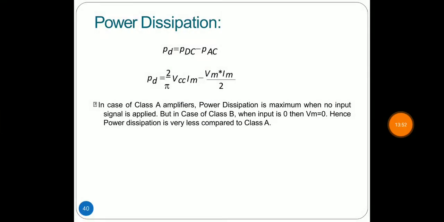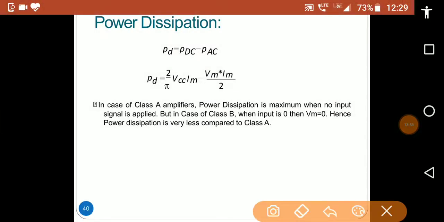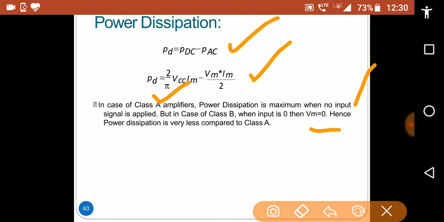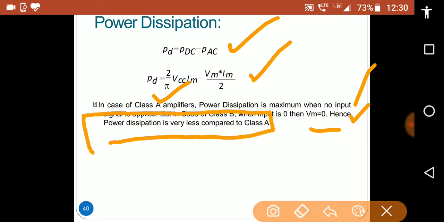Next, the power dissipation of class B amplifier is equal to PD equal to PDC minus PAC equal to 2 by pi into VCC into Im minus Vm into Im by 2. So in case of class A amplifier, power dissipation is maximum when no input signal is applied, but in case of class B amplifier, when input is 0, then Vm equal to 0, hence power dissipation is very less as compared to class A amplifier.